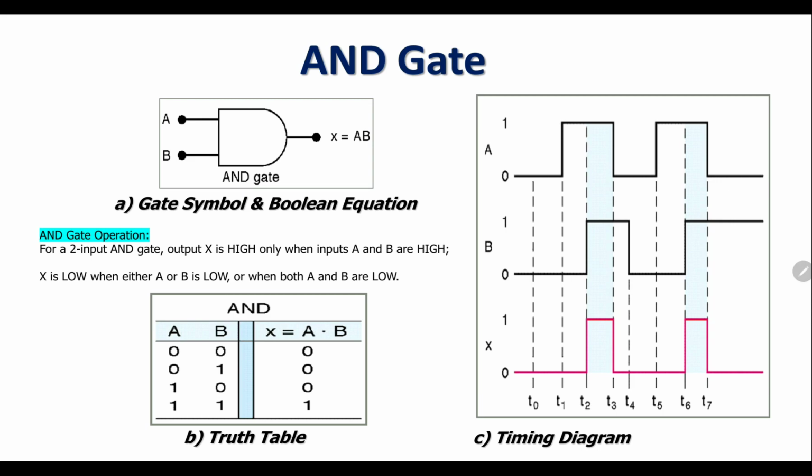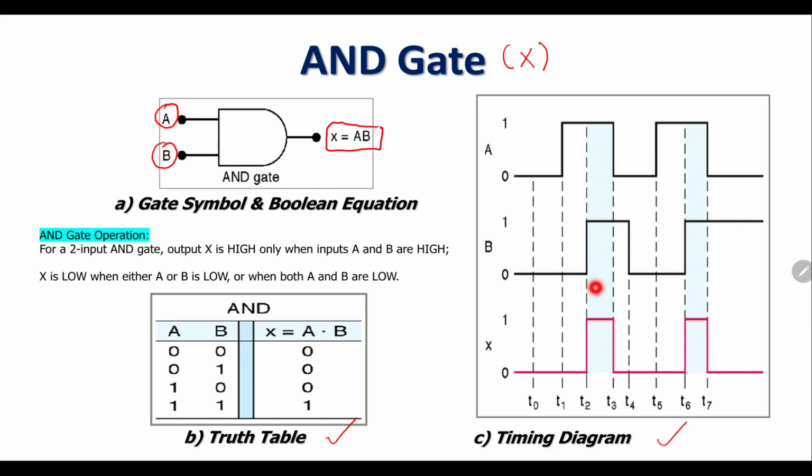Now is the AND gate. The AND gate performs the operation of multiplication. So if you have inputs A and B, the output will be X equals A times B. Let's take a look at the truth table and timing diagram.